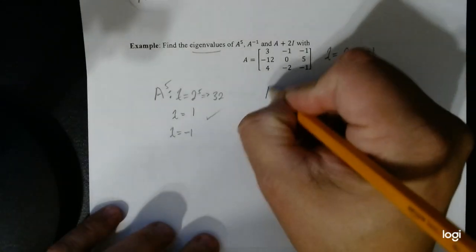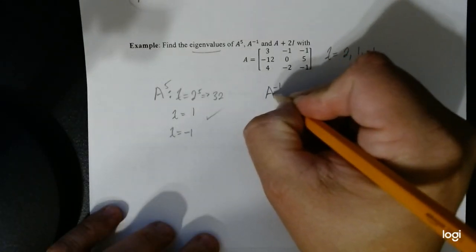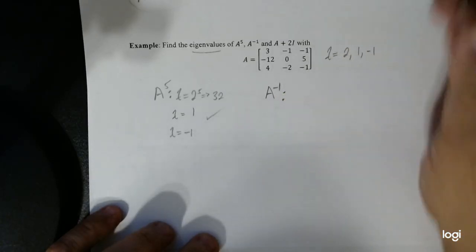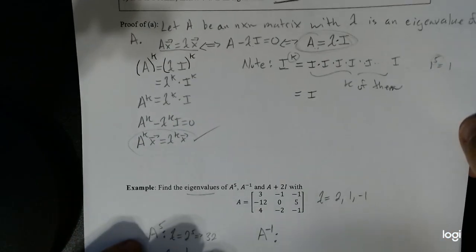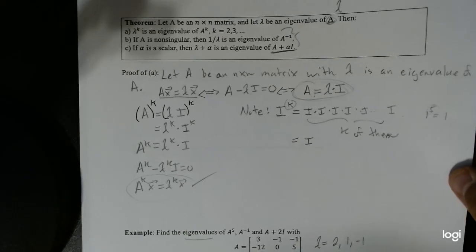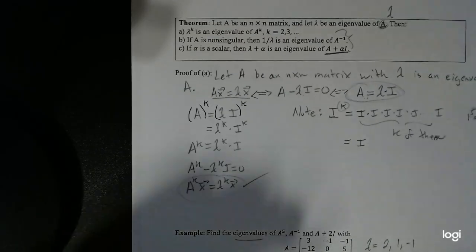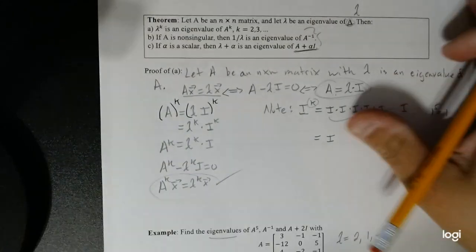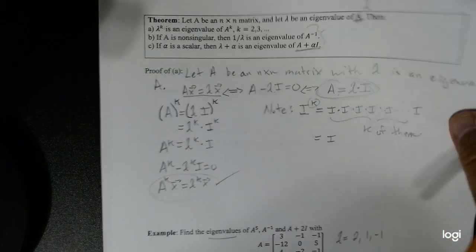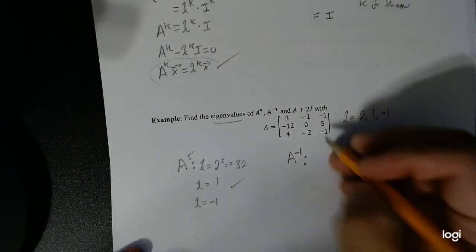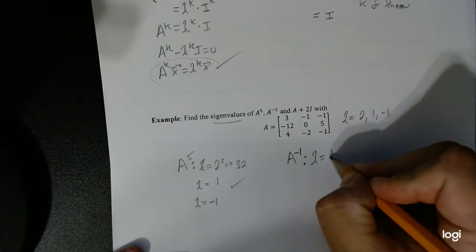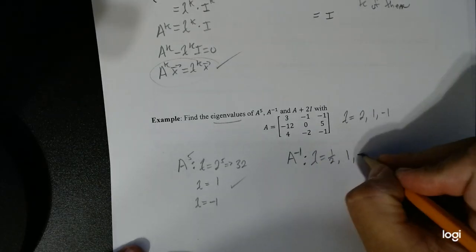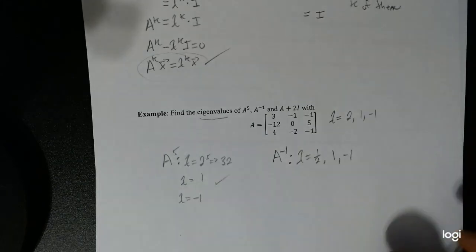So now let's find A inverse. Again, we're not actually finding the inverse, we're finding the eigenvalues of A inverse. And this time it's using property B. B says it's just 1 over the actual lambdas themselves. So let's do exactly that. All these are going to be fractions. Well, some of them are fractions. 1 over 2, 1 over 1, which is 1, and 1 over negative 1, which is just negative 1.